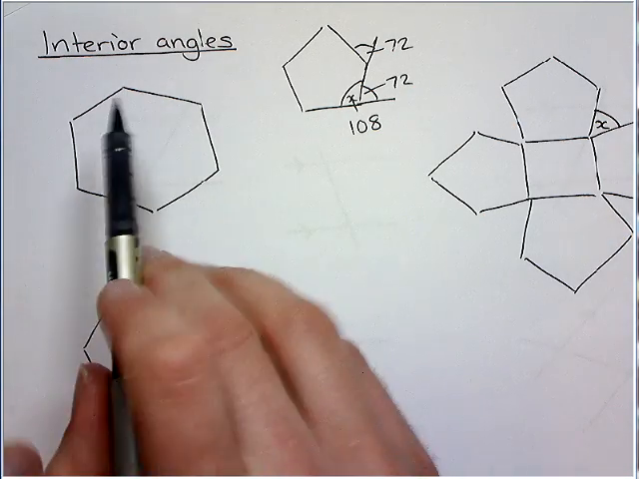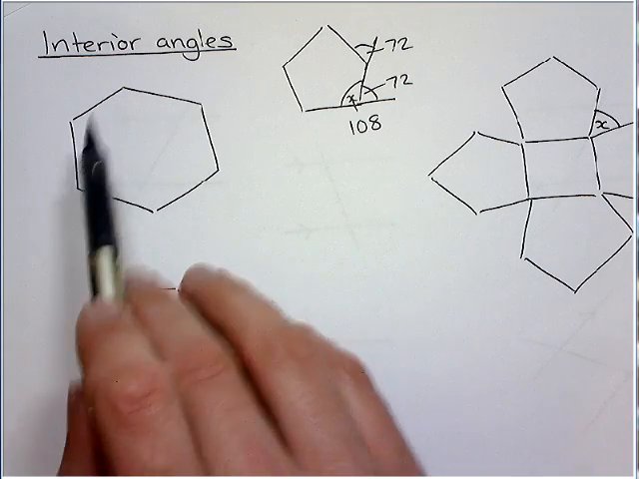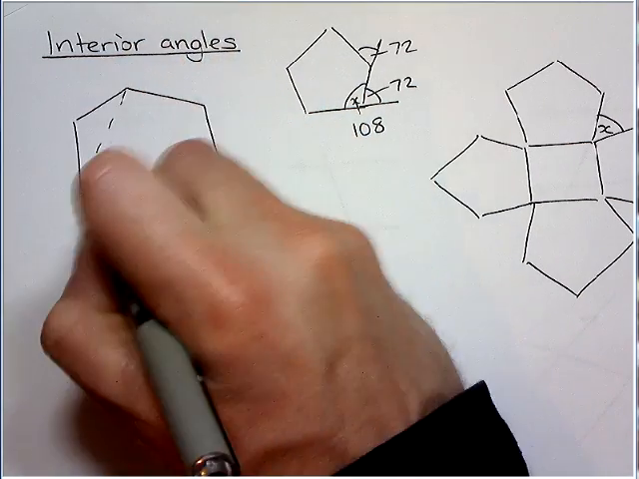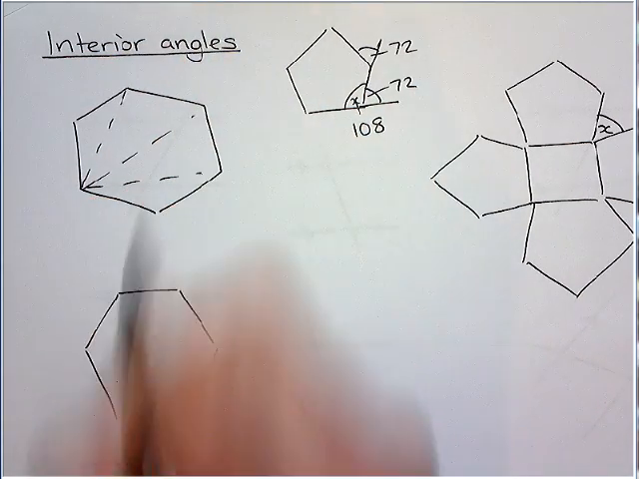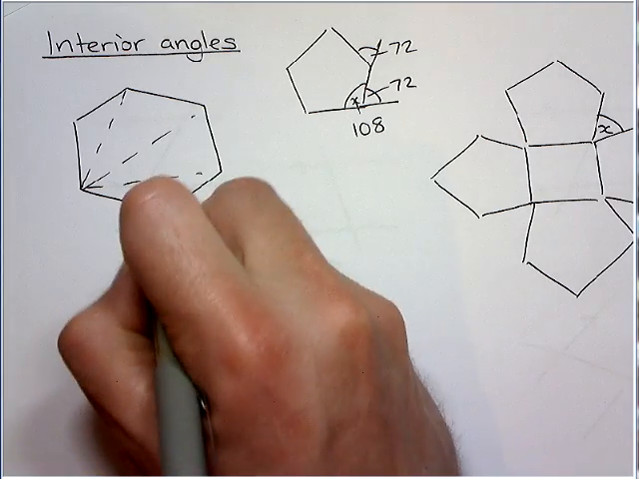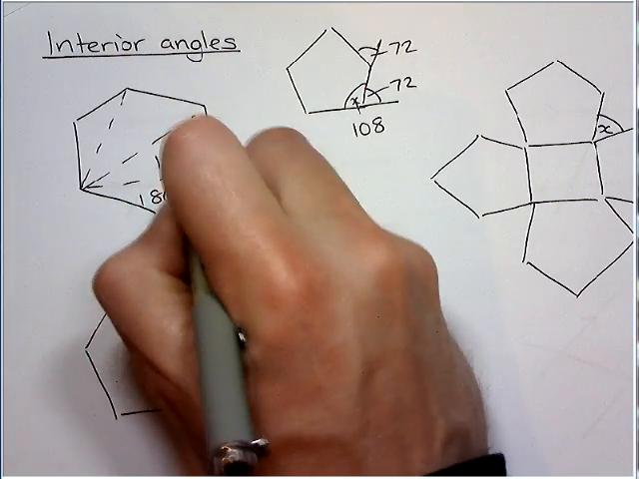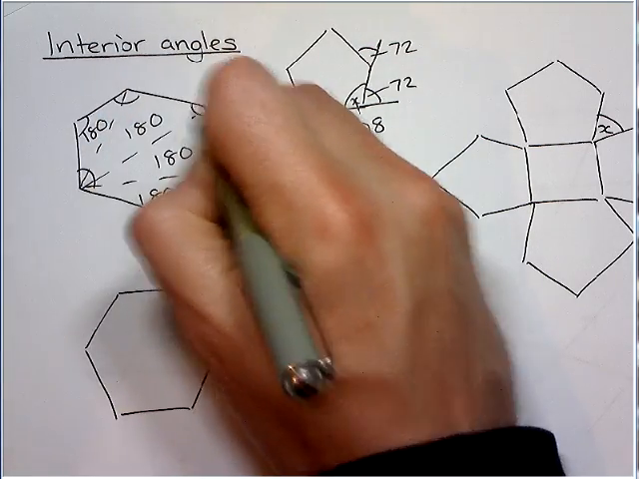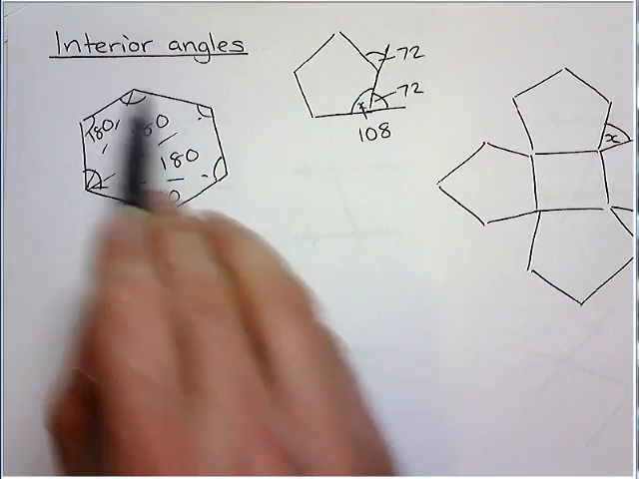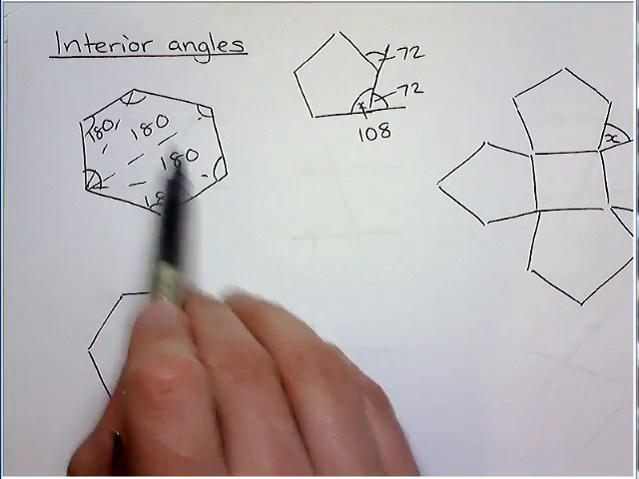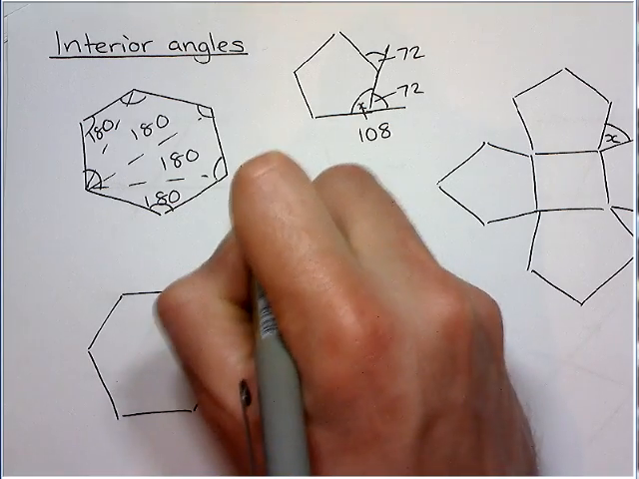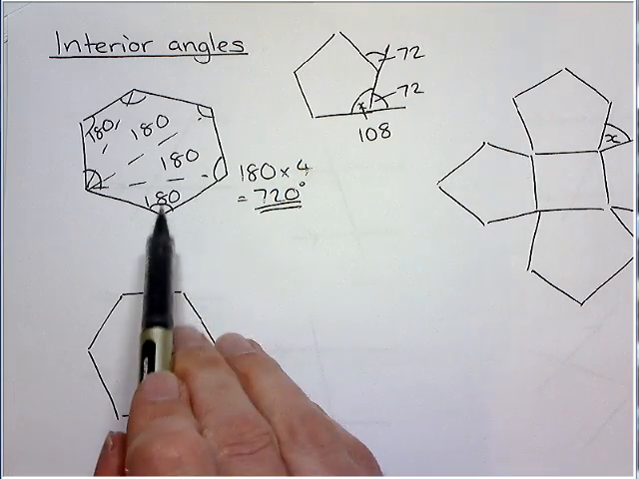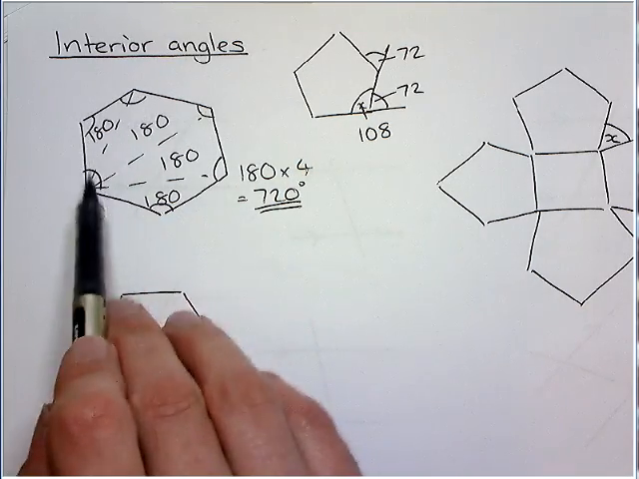Now, the difference between interior and exterior is the more sides, the more the total of the angles. And what we need to actually find out is how many triangles there are inside each shape. And if you know that, you know the answer, because there's 180 in each triangle. So therefore the total, let me just colour this in, I'll show you what I mean. The total of these 6 angles must be the same as 4 lots of 180. And 180 times 4 is 720. So all of these must add up to 720.